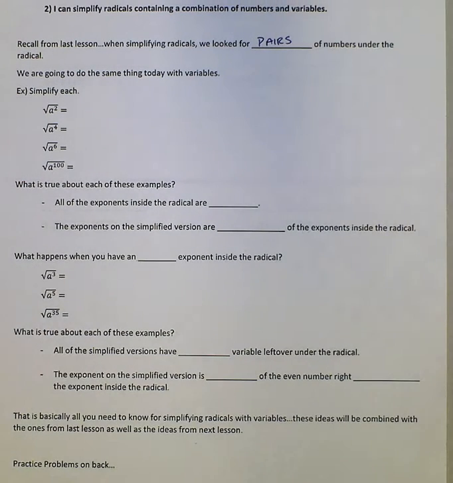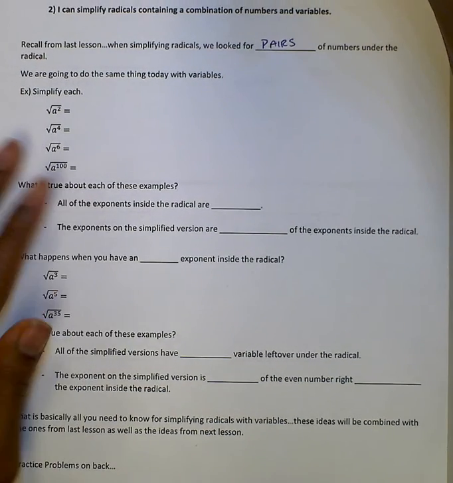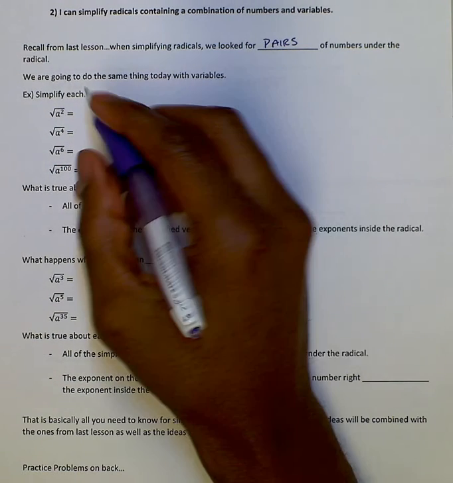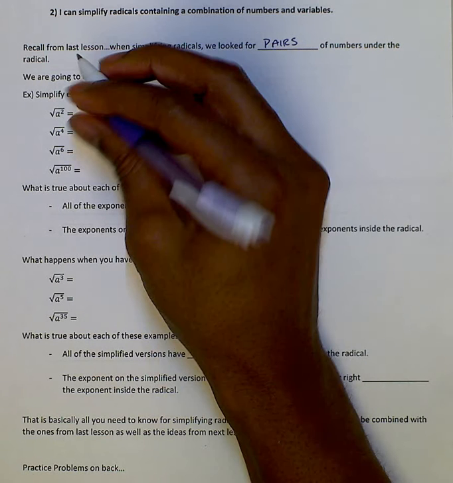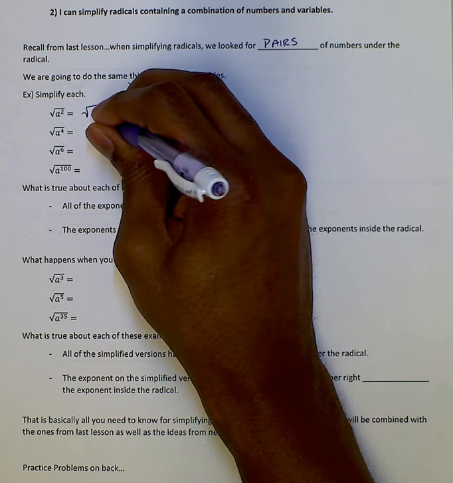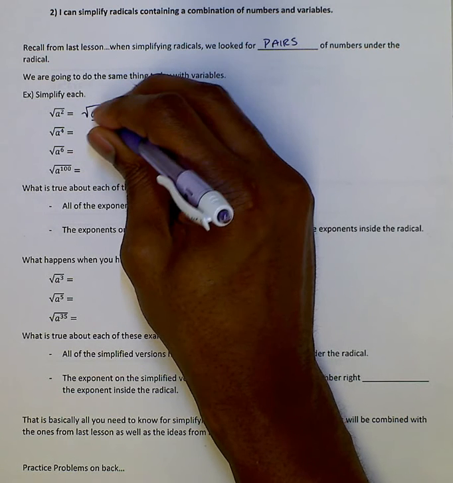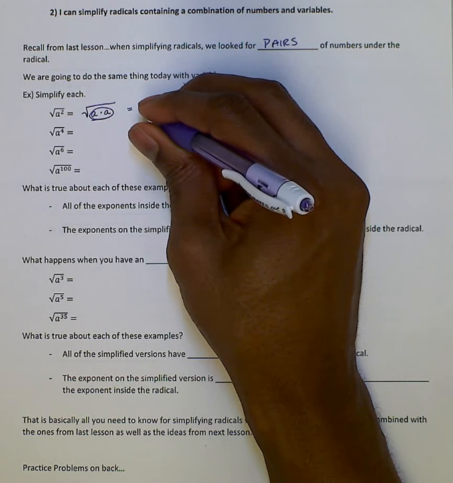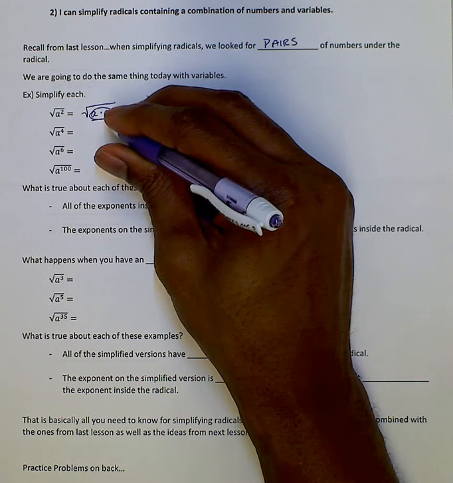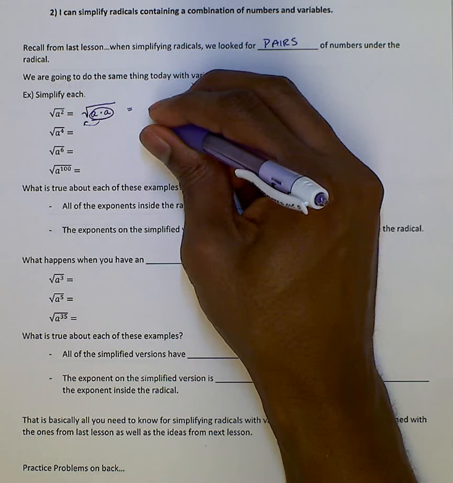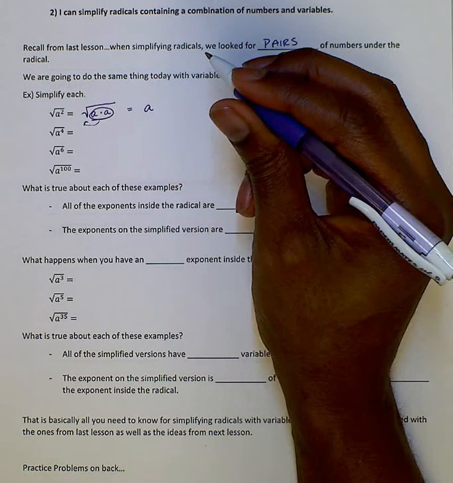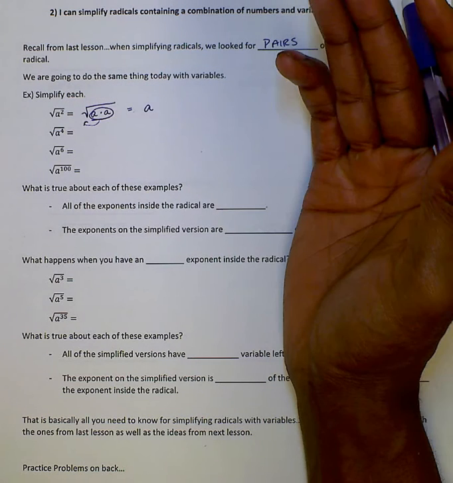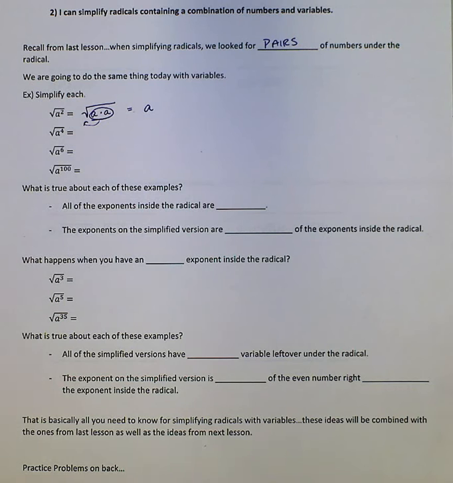Okay, so let's simplify this. We'll start simple and go on from there. We have radical a squared. Remember that we could rewrite this as a times a, and then we had a pair of a's, right? And so when we have our pair, we can take it out from underneath the radical, and radical a squared is a. Okay, remember that a radical is the opposite of a squared. So they essentially cancel each other out.